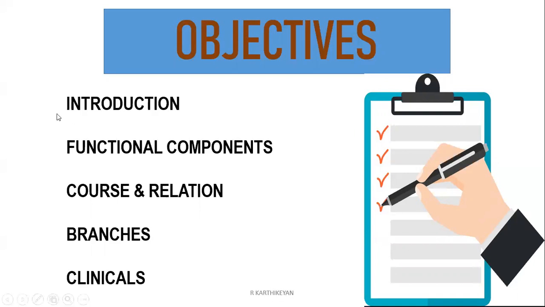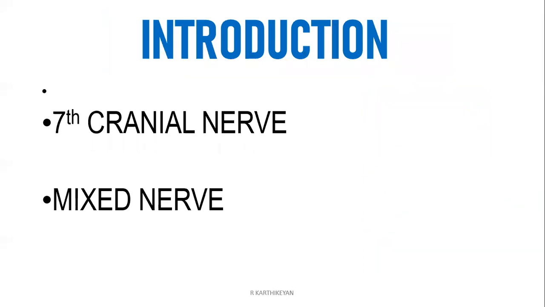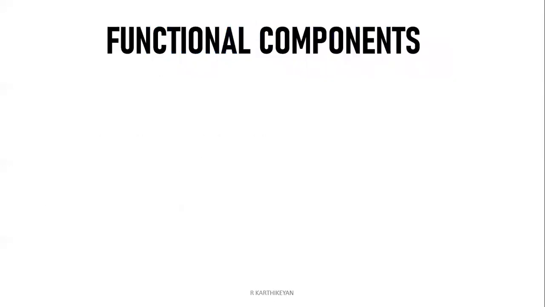Now in my session, I'll be talking about introduction, functional components, and course. Branches I will not be touching on because you can study from your textbook. It is very simple. And I'll be focusing on clinicals. As I said, it is very important. So for the introduction, you will write which cranial nerve it is, whether it is first or second and so on, and whether it is a motor, a sensory or a mixed nerve. These are the two points that you will include in the introduction. So facial nerve is the 7th cranial nerve and it is a mixed nerve. Now, functional components.